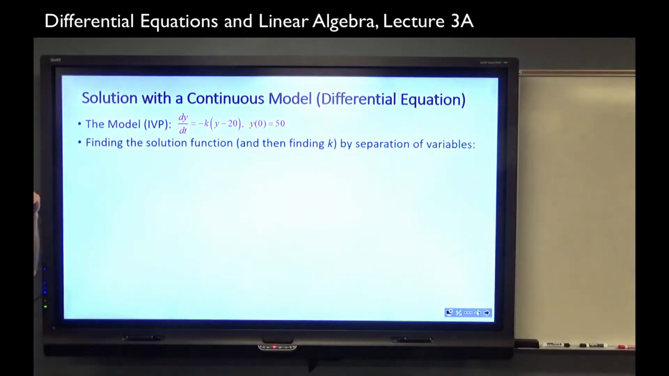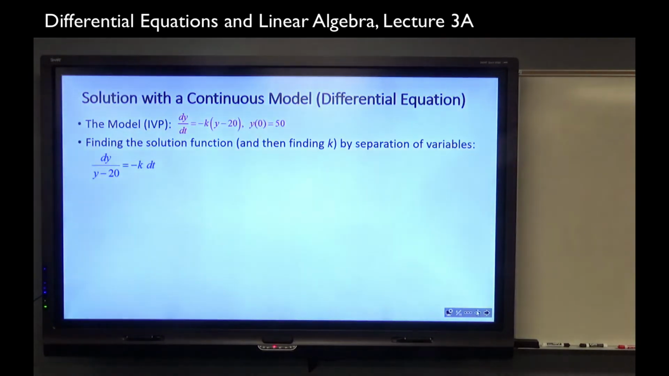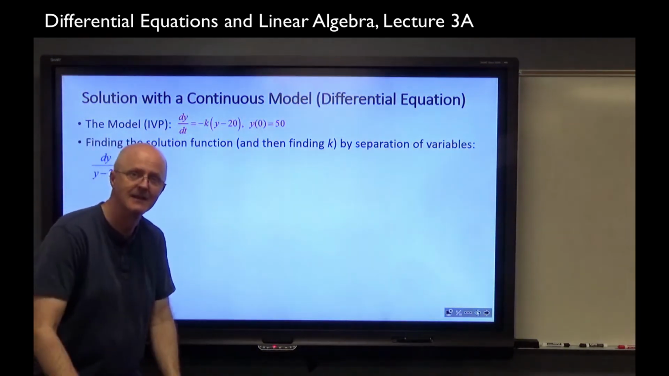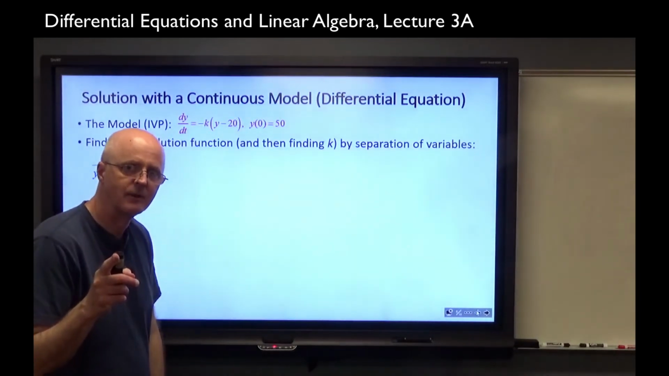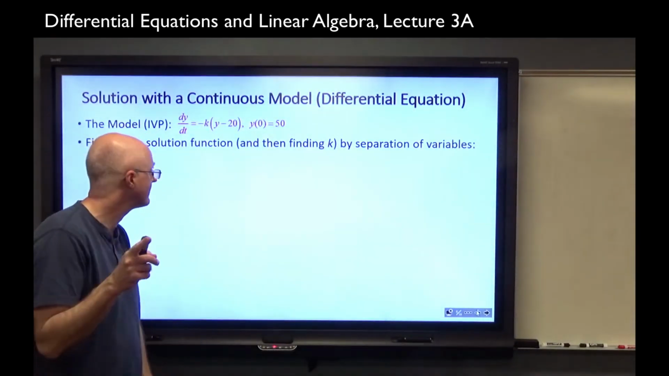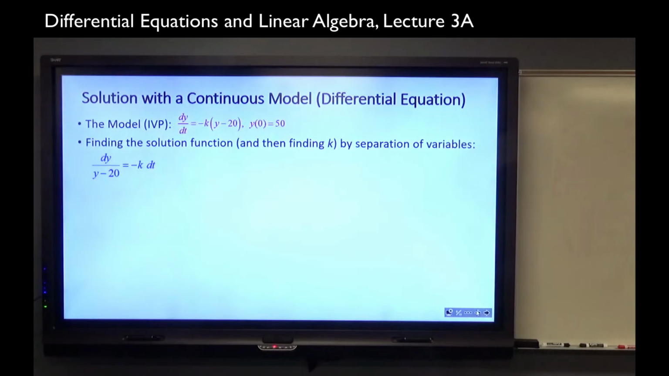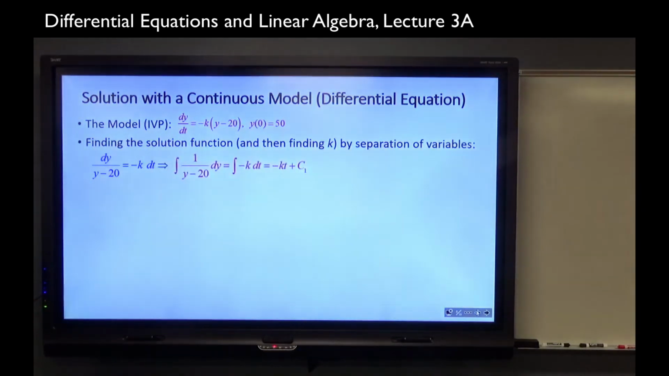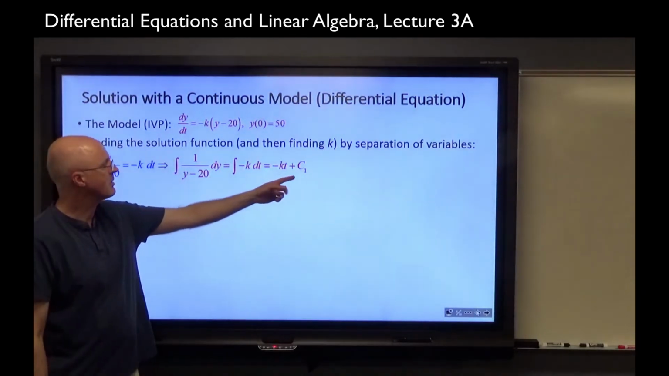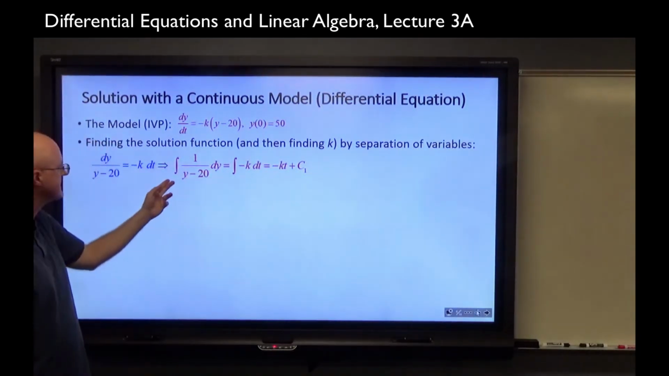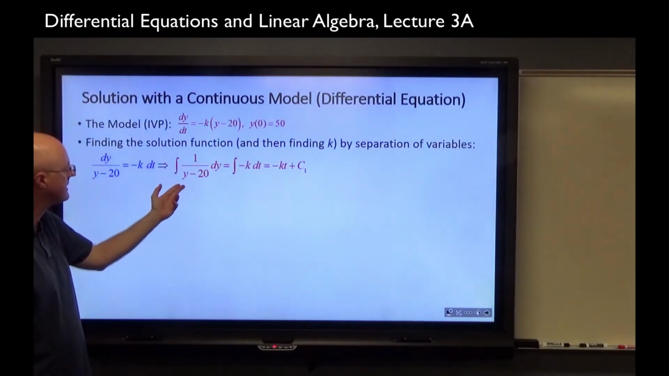Solve this using separation of variables. Here are the details. Divide both sides by y minus 20 and quote-unquote multiply both sides by dt. In just a minute here, I'm going to talk about a more rigorous way to think about it. You're going to get this. You got two differential forms. In this class, you want to integrate those. So we integrate both sides. Get a negative kt plus, say, c1 on the right side. Integrate this, you're going to get a natural log of the absolute value of y minus 20.